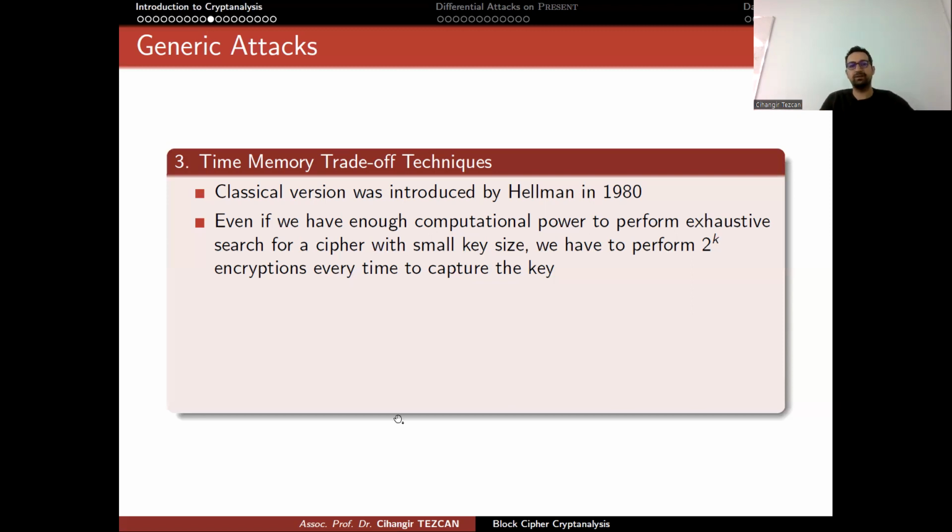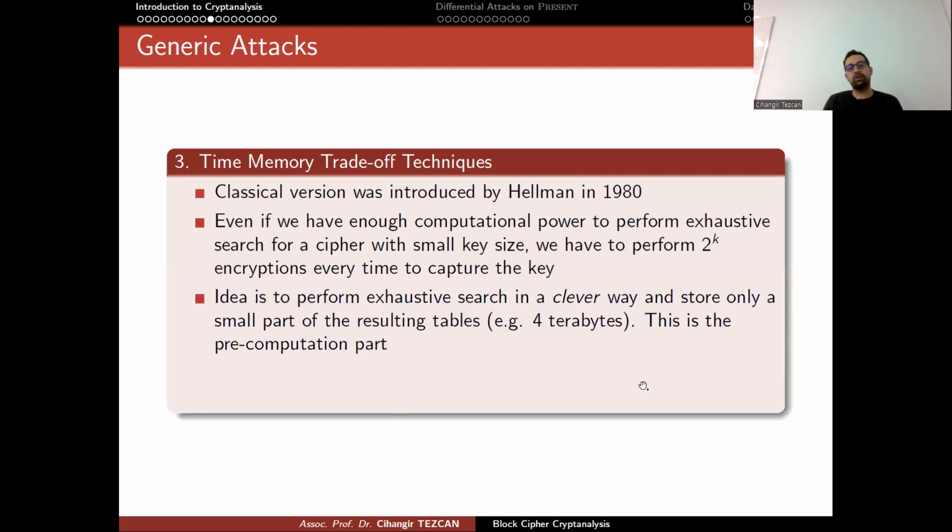And the answer is yes, and this is what the time memory trade-off attack is. The idea is to perform exhaustive search in a clever way and store only a small part of the resulting tables. I said, for example, 4 terabytes, because you can go to a store and buy a 4 terabyte hard drive, but you know the hard disks, generally the size is doubled in 1 or 2 years. So probably you can go to a store and buy an 8 terabyte hard drive, maybe 16 terabytes in store. I don't know, but maybe if they are not on the store right now, in a few months they will be. So it depends on the current technology.